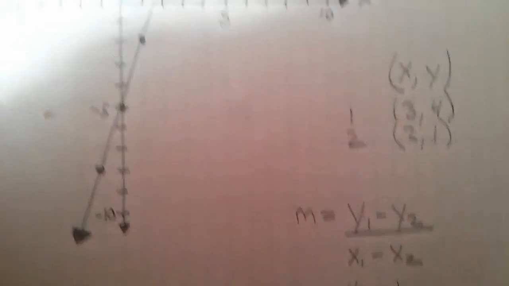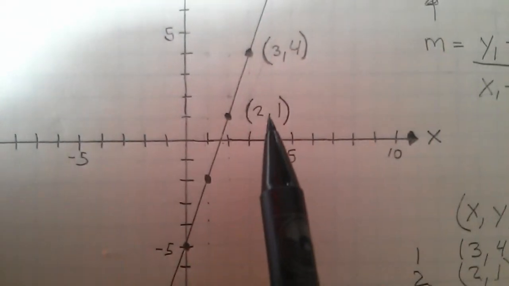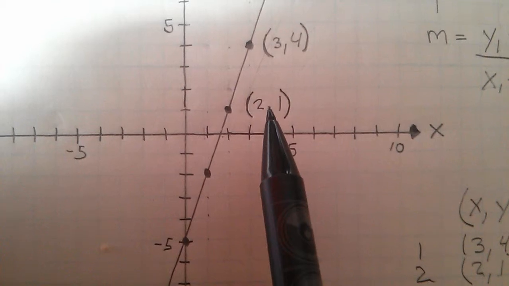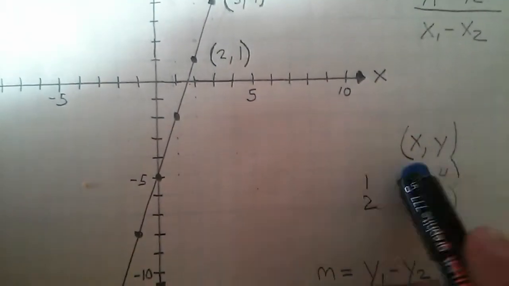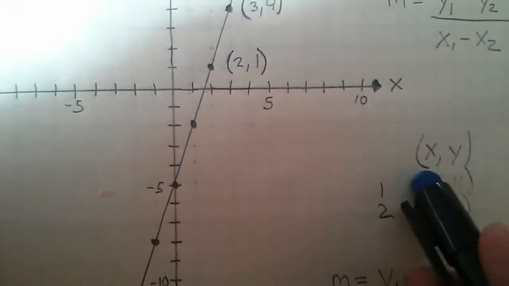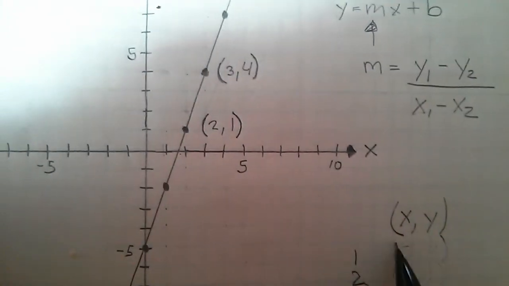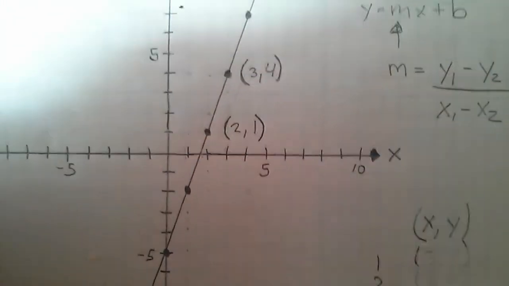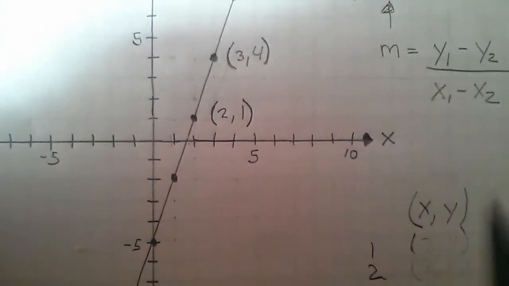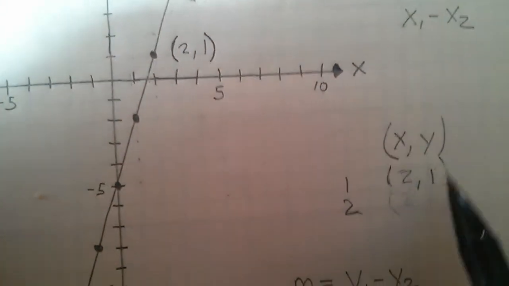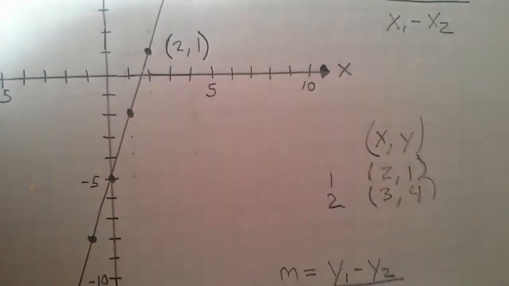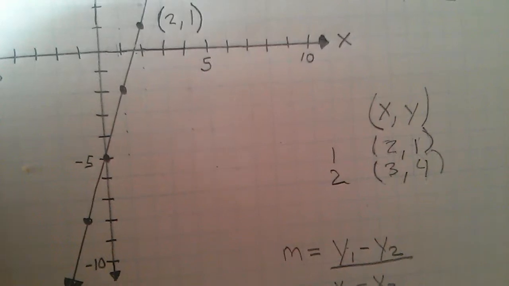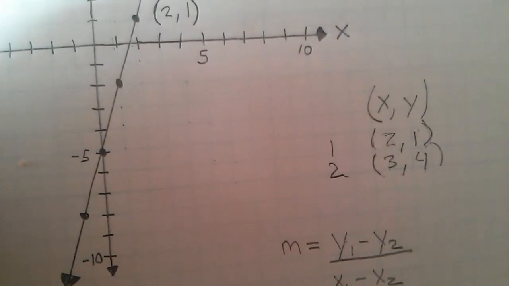So now you ask, well, what if instead of this being my point 2, this was my point 1, and this was my point 2? So let's do that. What if you chose the other points? You said, this is now my point 1. So we go 2, 1, and 3, 4. So let's do the problem again to see what would happen.